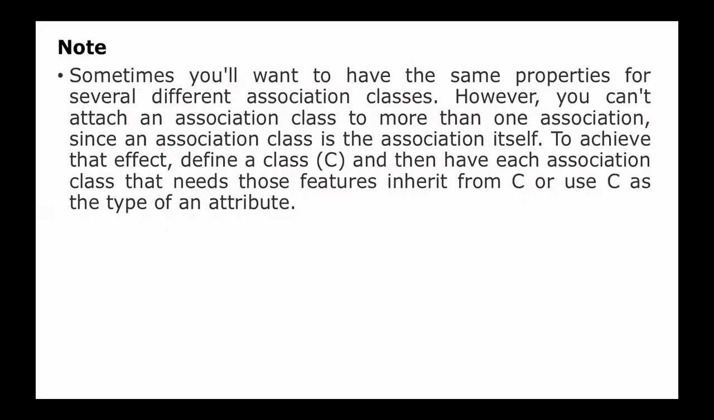Now, sometimes you will want to have the same properties for several different association classes. However, you cannot attach an association class to more than one association, since an association class is the association itself. To achieve that effect, define a class C and then have each association class that needs those features inherit from C, or use C as the type of an attribute.